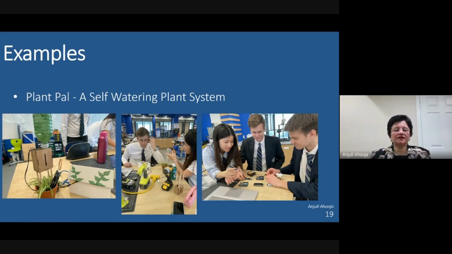This is from this year. So it is a plant pal, a self-watering plant system. When we go on vacation and we lock our homes, and if we have plants at home, it is a big problem to actually water them. So we have to ask somebody to come in to water them, or put some sponges filled with water, depending upon how long we are going for.